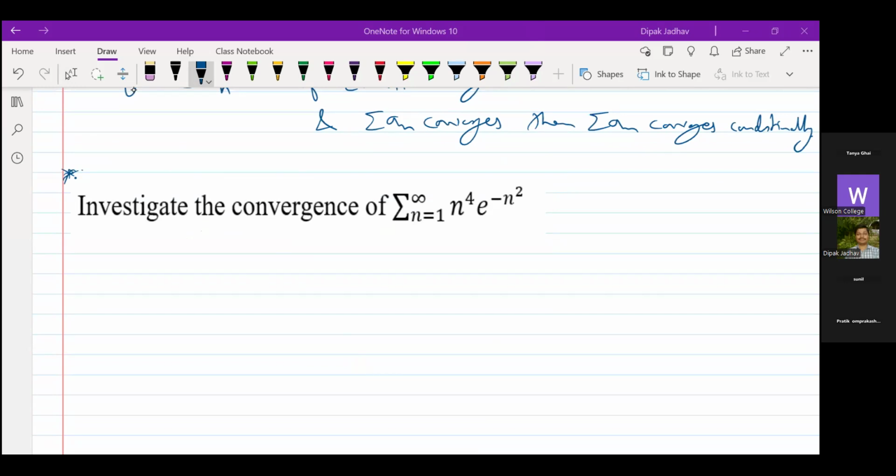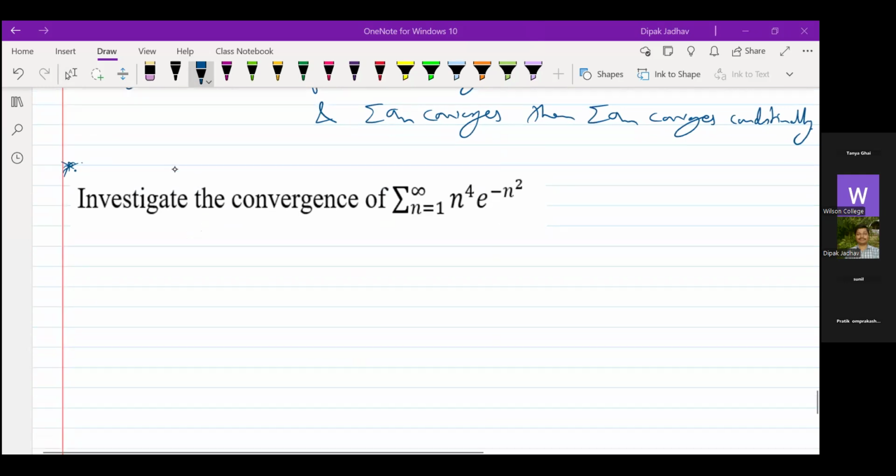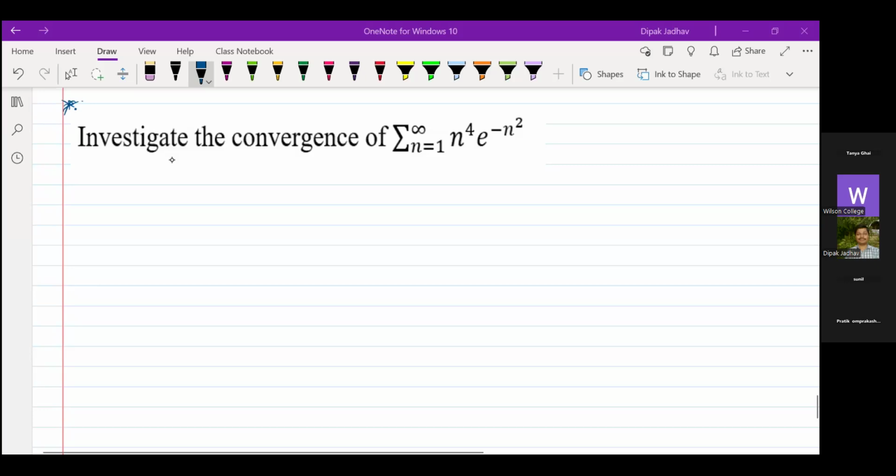Spend some time on this. It is summation n from 1 to infinity of an. So what is an here? e raised to minus... right, in the denominator, e raised to n. Where does this go as n tends to infinity?